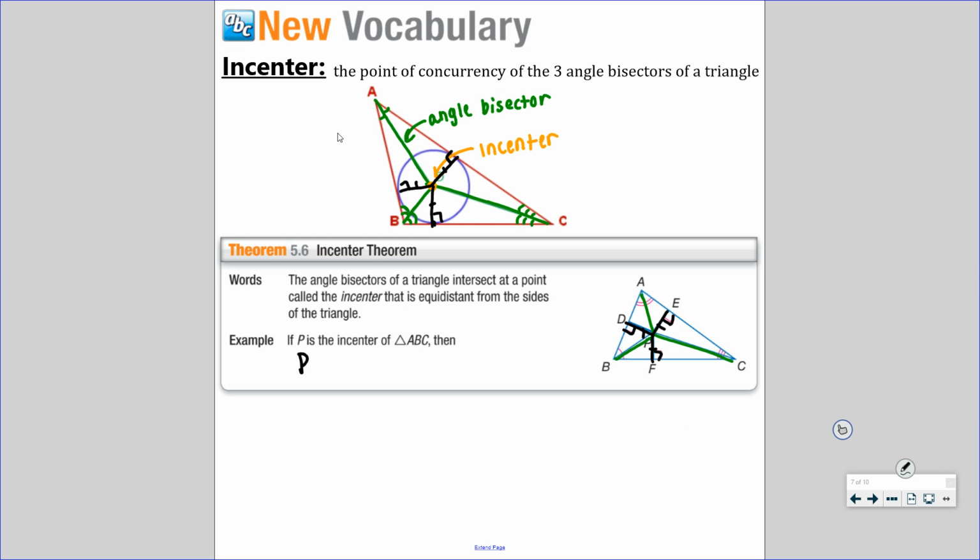So in this case, not PA, PD is going to be the same as PE. This is going to be the same as PF. Here's one note I want you to make in your notes. The incenter, and this is easy to remember because it's the incenter, is always located in the interior, or inside, of the triangle. I can't draw angle bisectors that have a common point of intersection outside of this. So the incenter should always be inside.